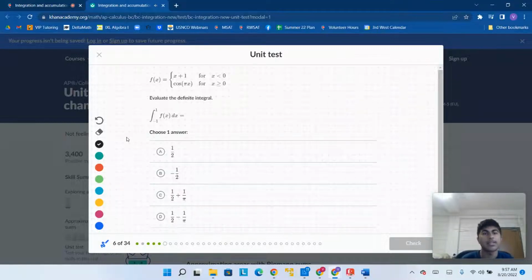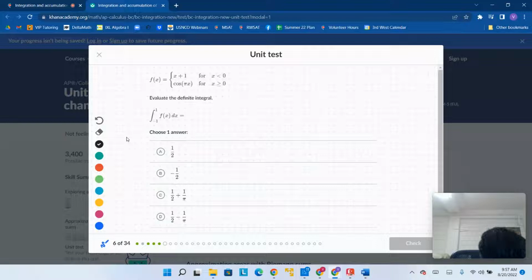Now we have f of x, a piecewise function: x plus 1 for x less than 0, cosine pi x for x greater than or equal to 0, and we're trying to evaluate the definite integral. Well, since this is 2 parts, we can just split it into those 2 parts.